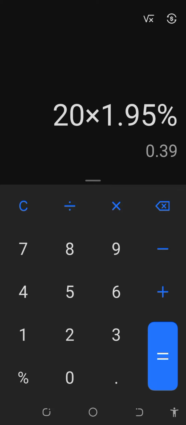Imagine you had $1,000. What would this be? If you had $1,000, that means you'll make $19.5. Imagine you had $2,000, you'd make $39. So that's how you calculate it. You have $100, you'd make $1.95. So that's how it is.